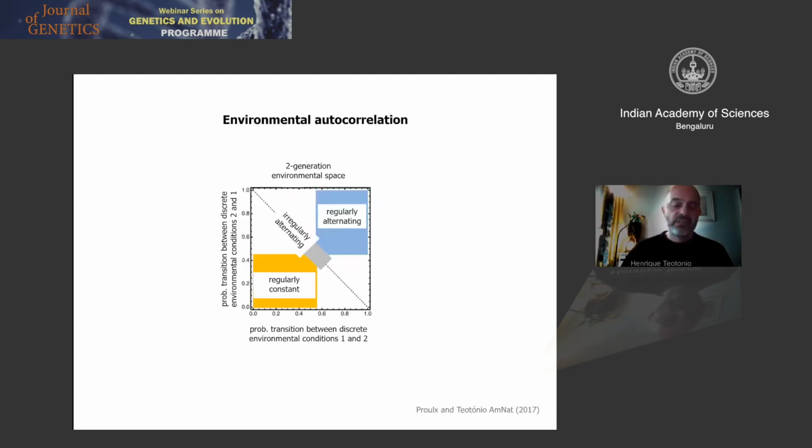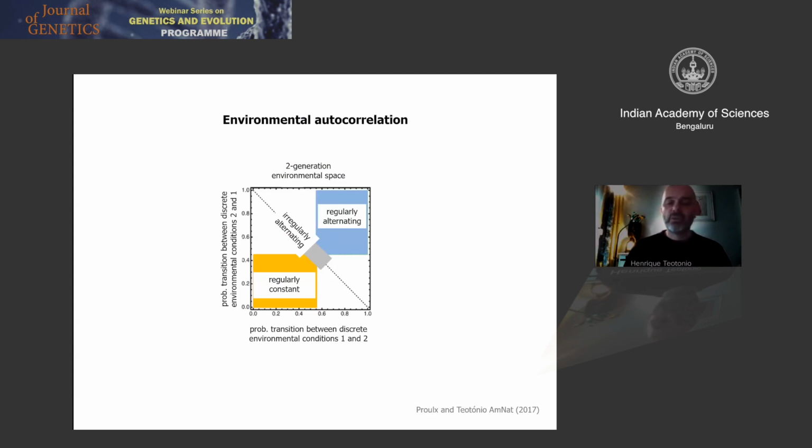Now, Steve Plew and I did some theory on this to see when we would expect selection for maternal effect. We start with a definition of the environmental variance, and in particular the environmental autocorrelation between maternal and offspring generations. So here is a cartoon of all the possible environmental sequences when we consider maternal and offspring generations.